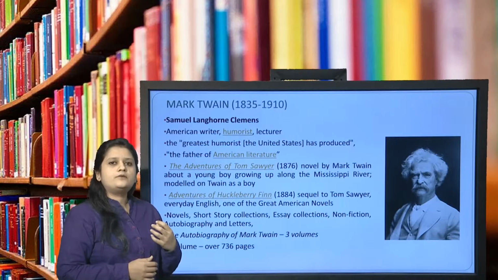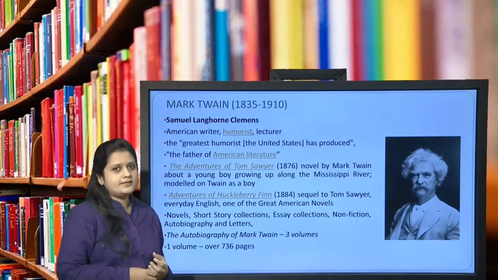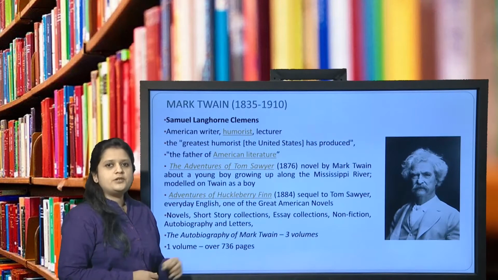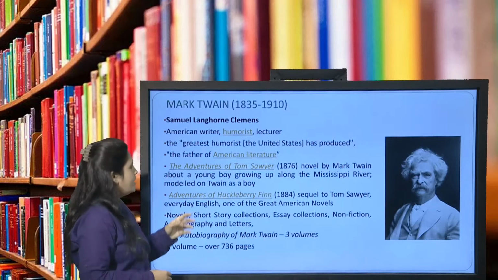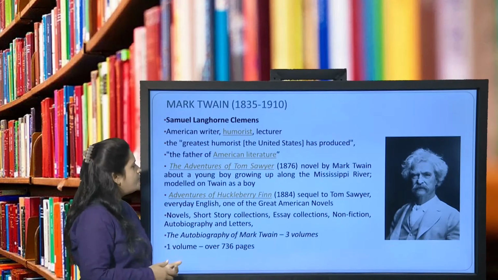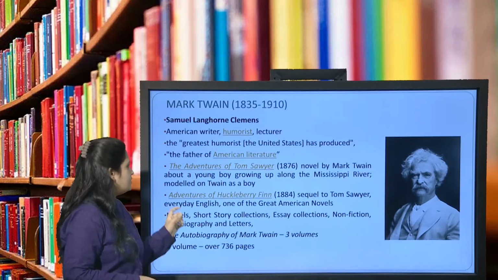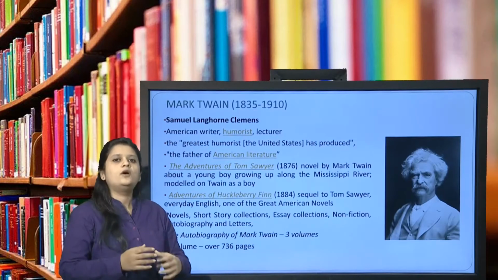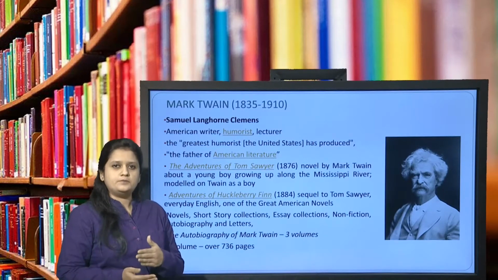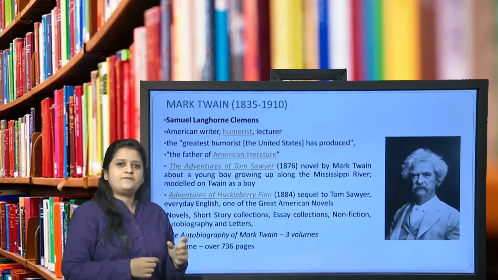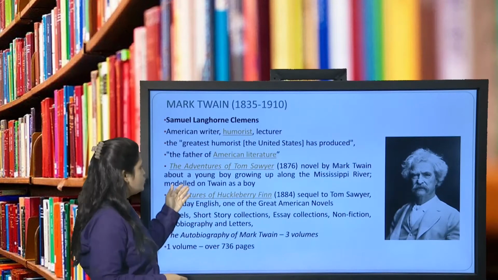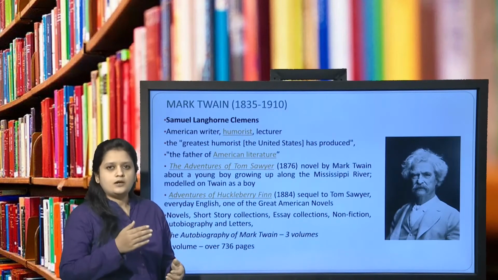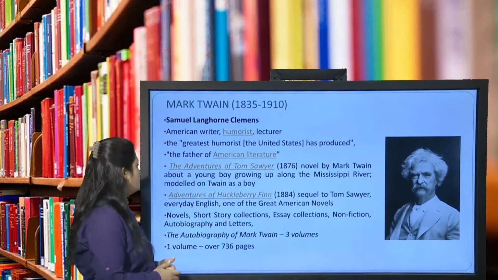Some of his popular, well-known, famous literary works are his novel The Adventures of Tom Sawyer. It was published in the year 1876. It is about a young boy growing up along the Mississippi River, and it is said to have been modeled on Twain as a boy. So when Mark Twain was in his childhood, he has reflected his own life in this novel. But of course, it's not an autobiography. It's a novel which has elements modeled on Twain's own childhood.